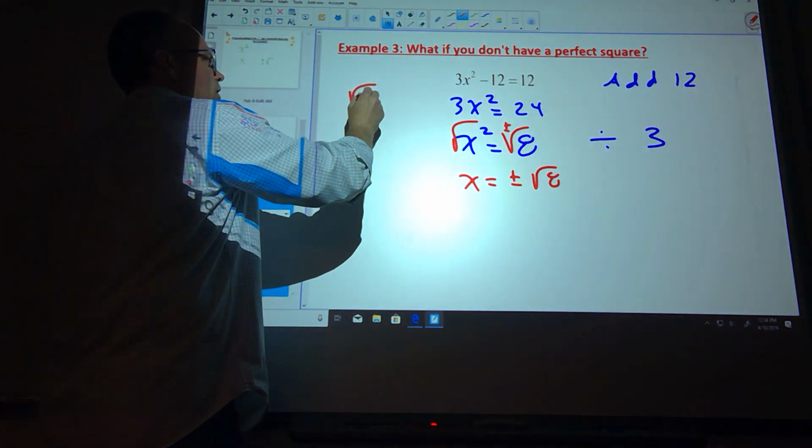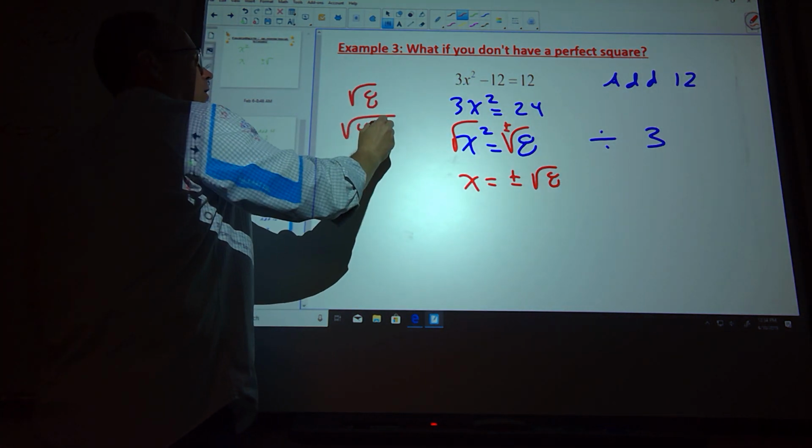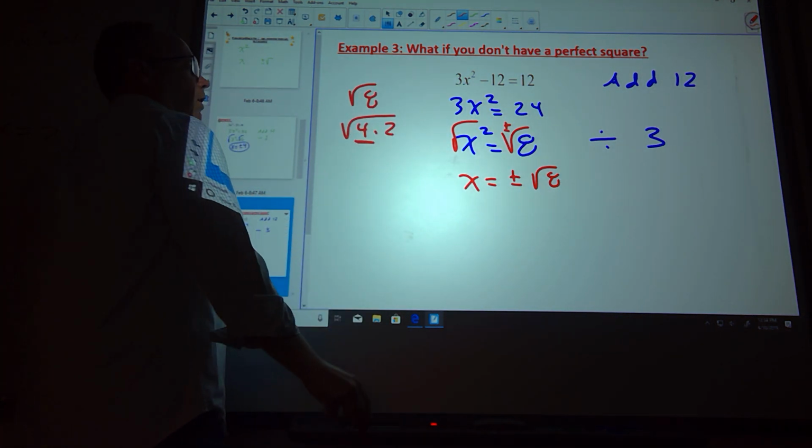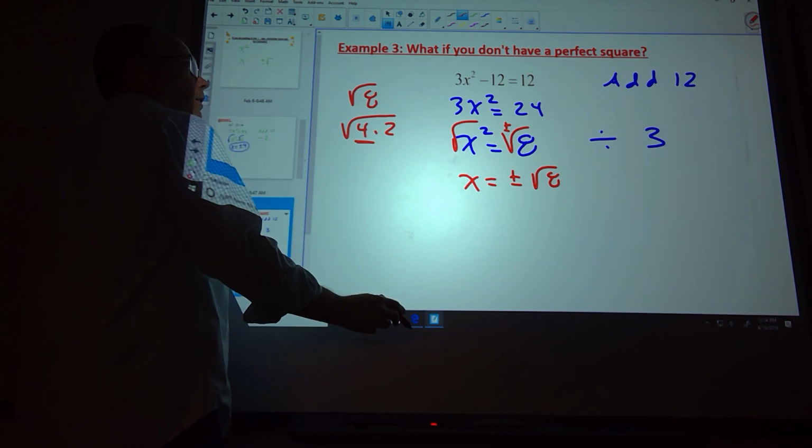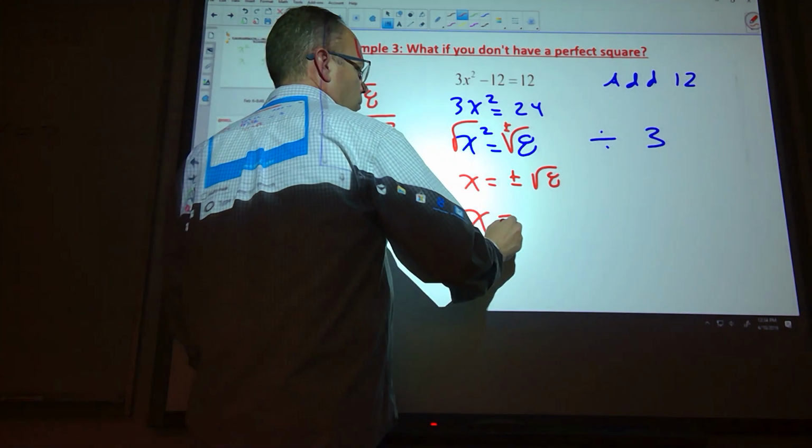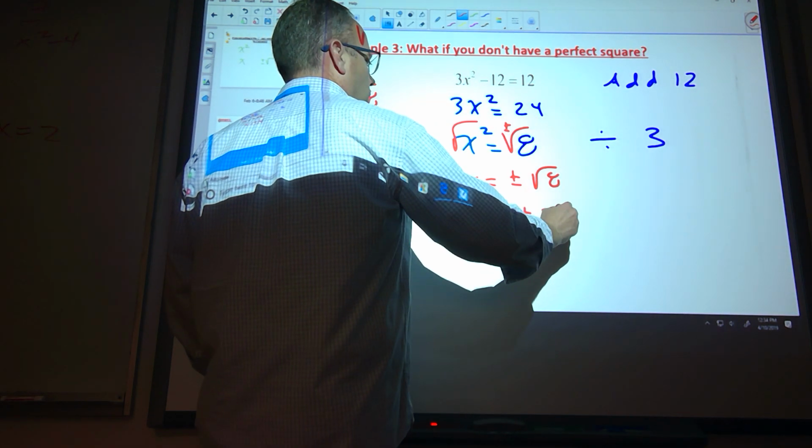Well, let's think about it. Can I break square root 8 down to this? And if I do this, what's the square root of 4? 2. So x equals plus or minus 2 square root 2.